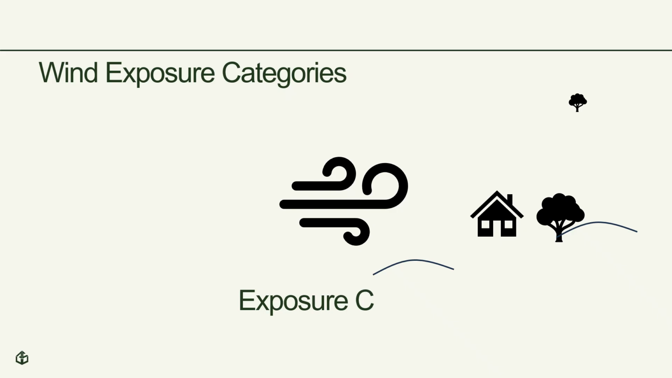Exposure C is defined as open terrain with scattered obstructions, including surface undulations and other irregularities, having heights generally less than 30 feet high, and with that open terrain extending more than 1,500 feet from the building in any direction.